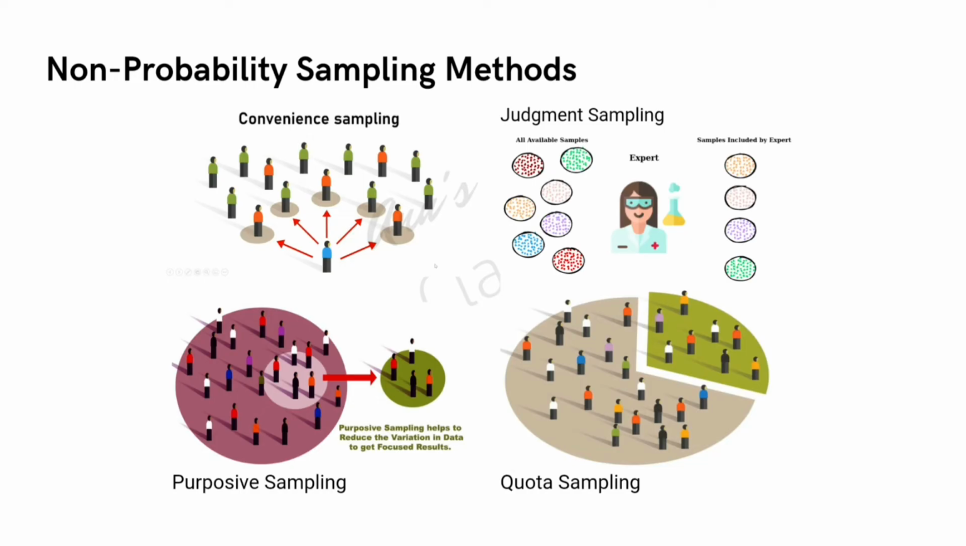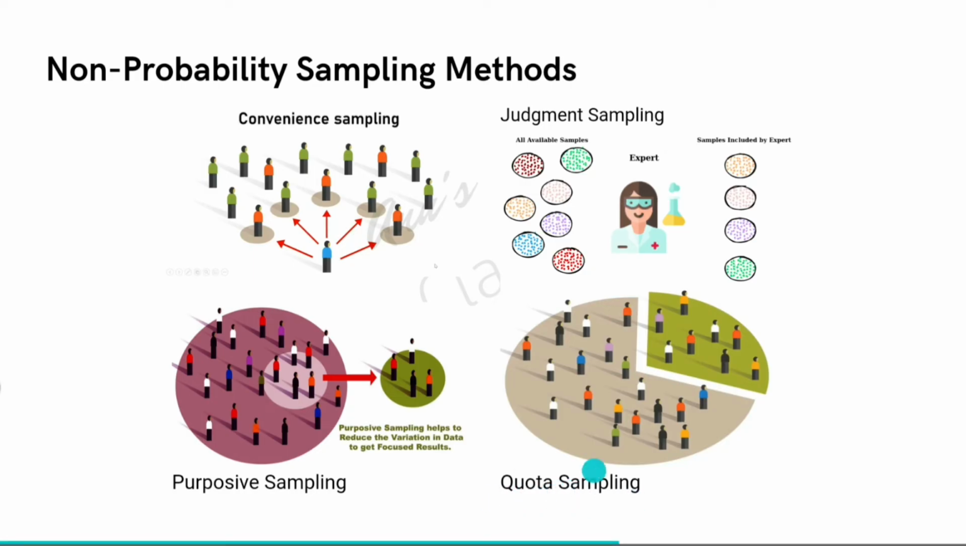Then we have judgmental sampling, wherein an expert in the field will decide which samples are to be taken. If this is the entire population, then which of these elements should be included in my sample will be decided by an expert. The expert will be the judge of my sample. That is judgment sampling.